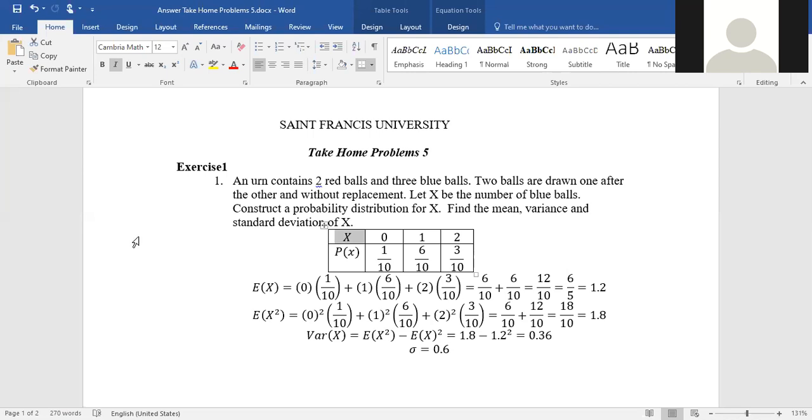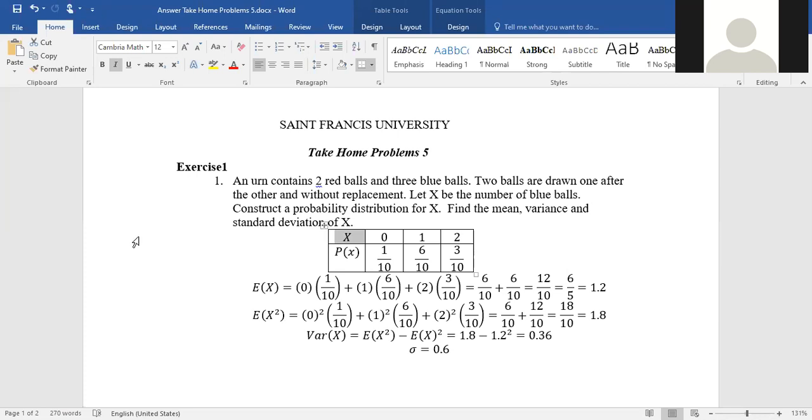So the first task here is to construct a probability distribution for X. We want to determine the possible outcomes in this random experiment. The first time we could get blue or red. Second time, blue or red. So what is the probability that we get blue the first time?